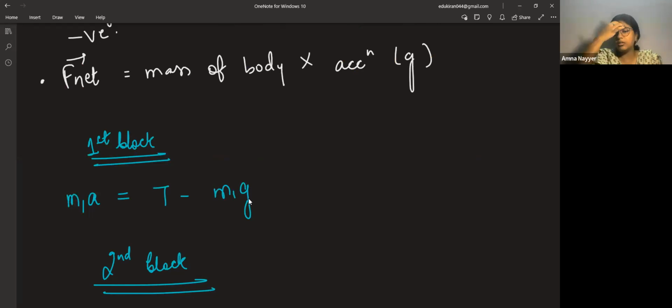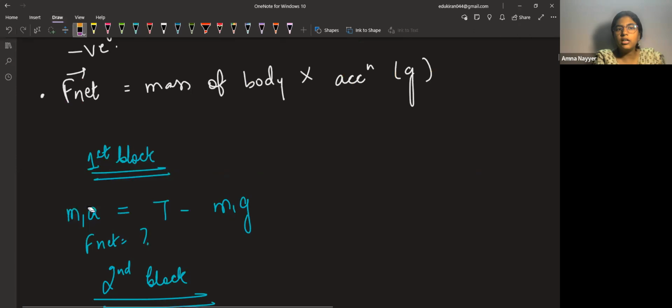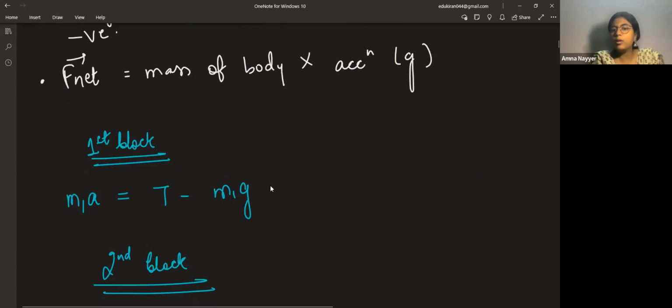That's it. Here you don't have to go into the details. This is what will be coming in the exam. m1a, this is the total force, the net force. So what is the net force equal to? Net force is equal to above force minus below force. Got it? That is why we are writing this equal to m1a. m1a is equal to T minus m1g.